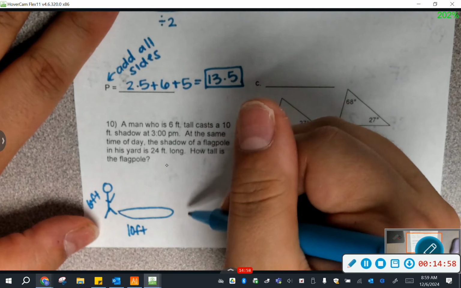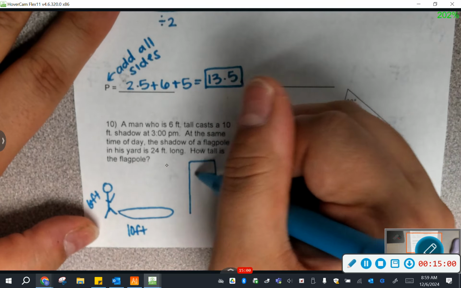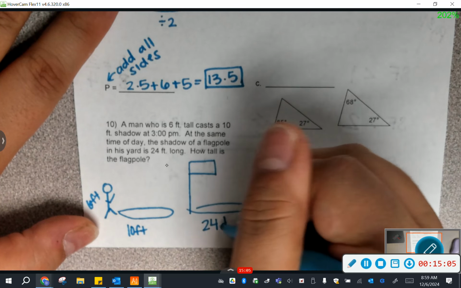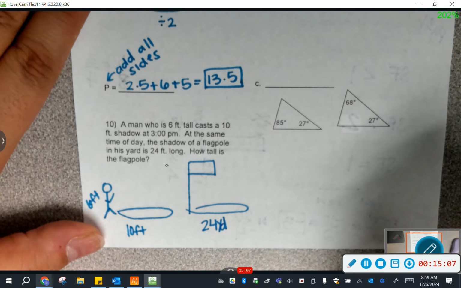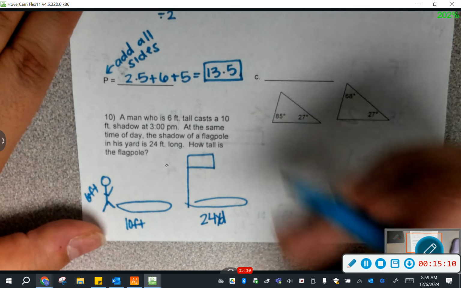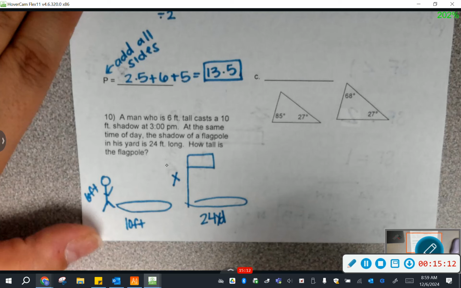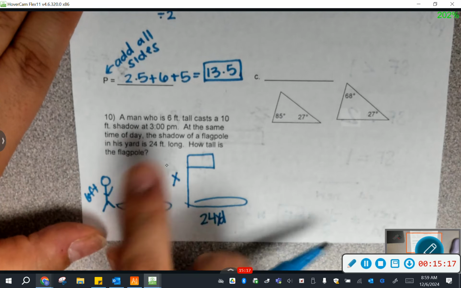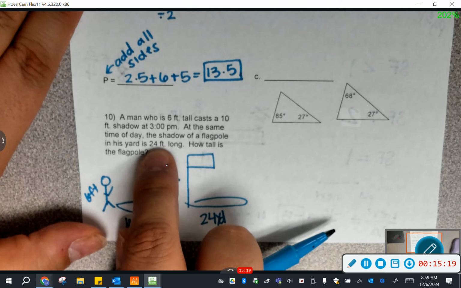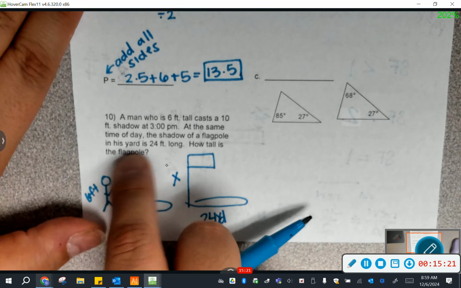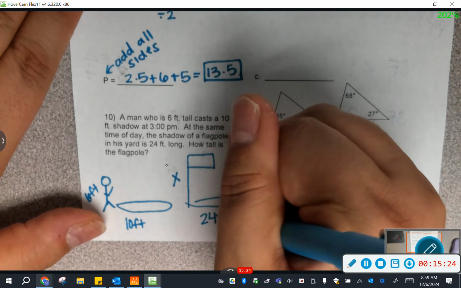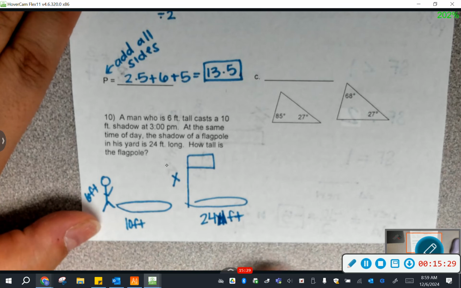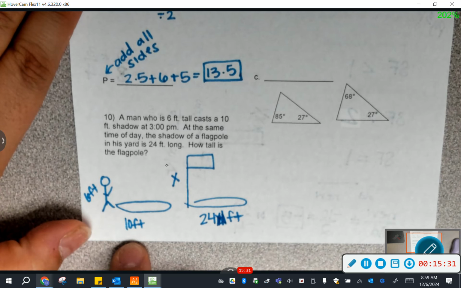At the same time of day, the shadow of a flagpole, here's my flagpole, is 24 yards. I don't like that these are different, but okay. How tall is the flagpole? It says 24 yards. Oh, where did I read yards? Oh, it's in his yard. Okay. My bad. I just didn't read right. I was like, why did it change from feet to yards? That makes no sense. Okay, cool. Thank you. What did you set up?